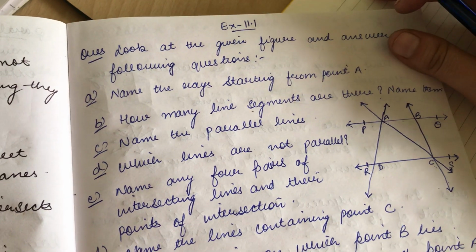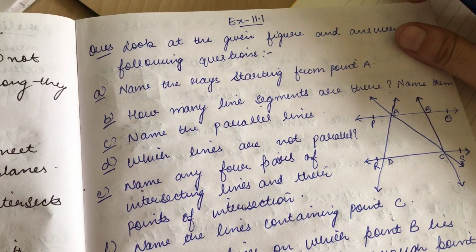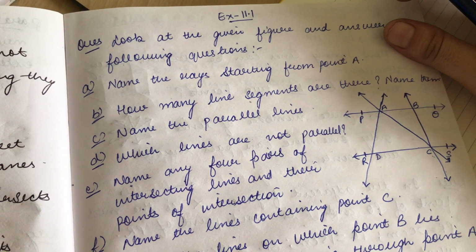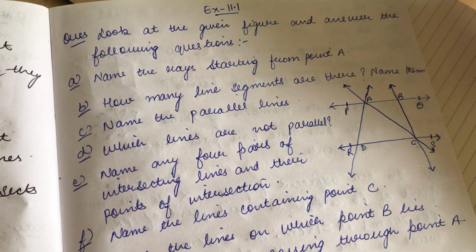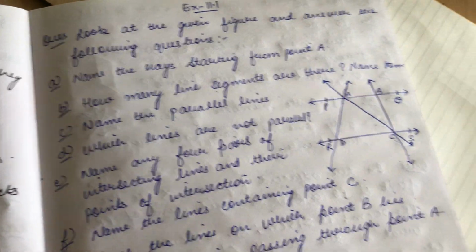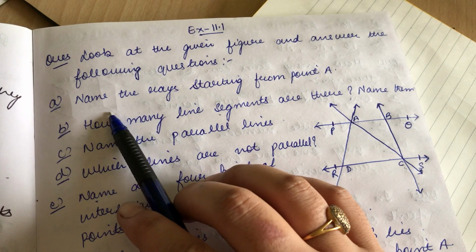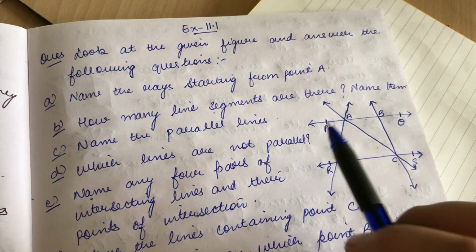Good morning, students. Today we are going to start with exercise 11.1, which is based on the concepts that we discussed in yesterday's lecture. So first question is, look at the given figure and answer the following questions. Name the rays starting from the point A.